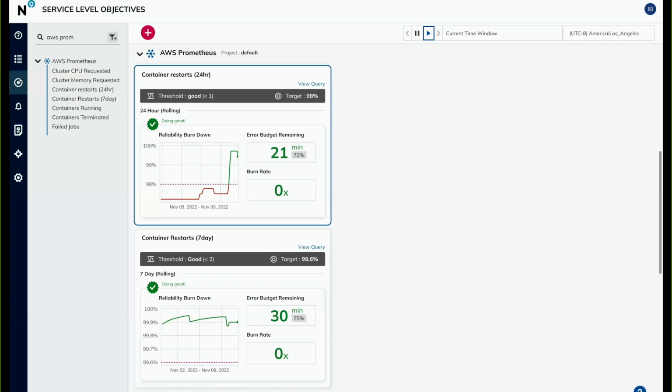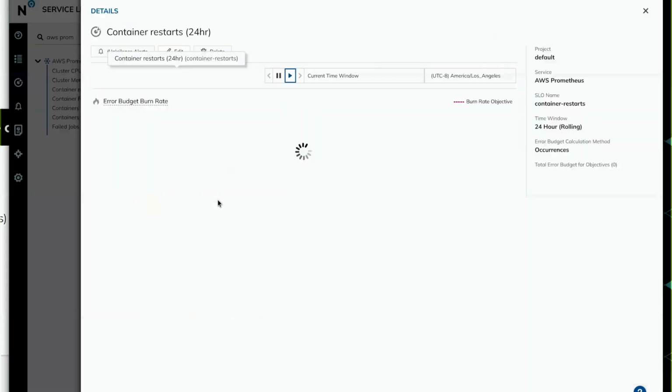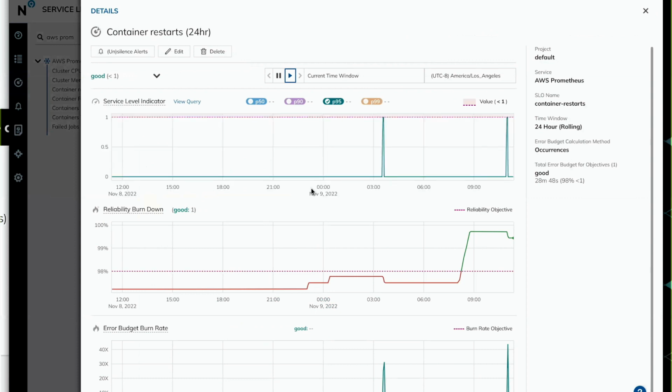So one of the first ones that we'll talk about here is just container restarts. If there is a container that is hitting a limit of some sort and having to restart, that's what this SLO is looking at. We actually luckily had an incident. And I should also point out, these are our production SLOs. So you're looking at the real deal here.